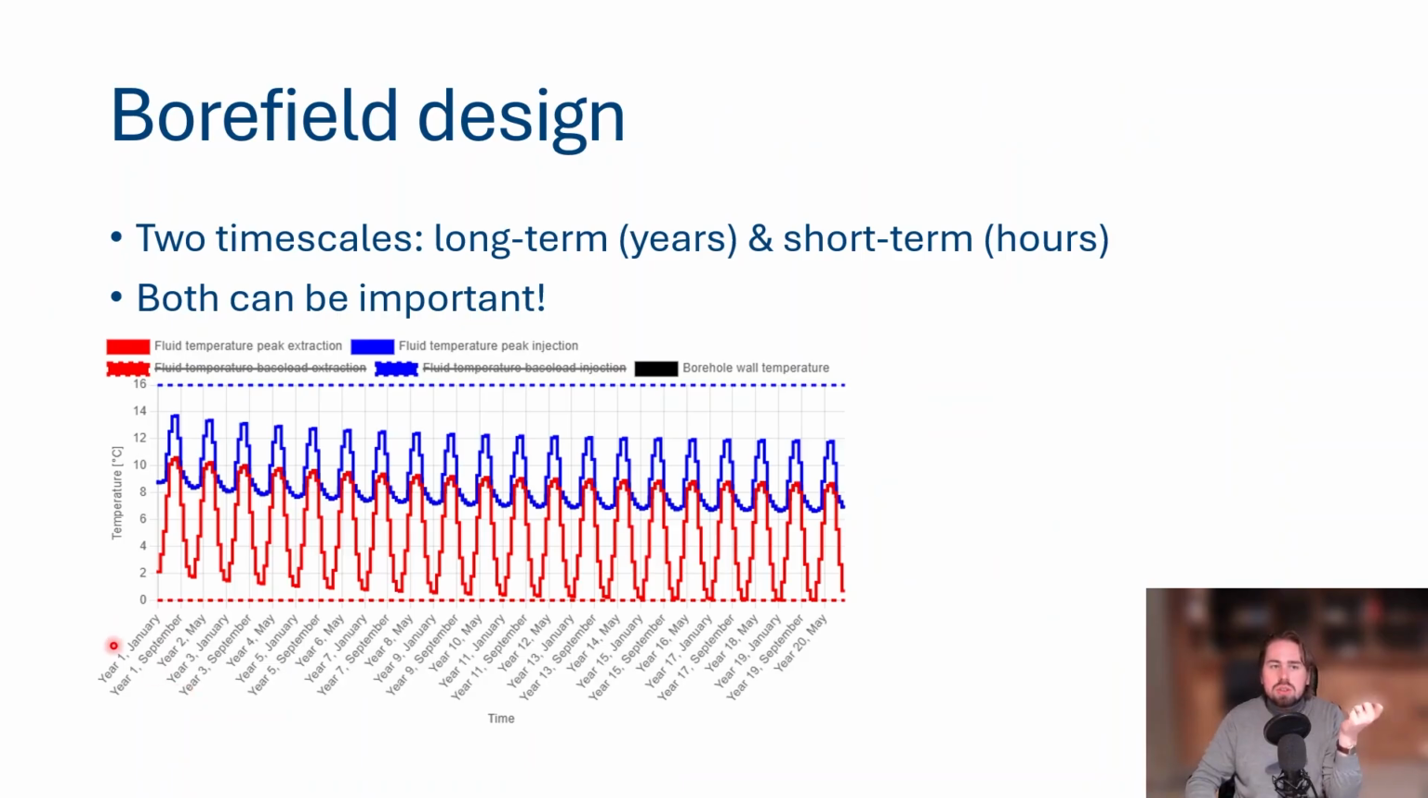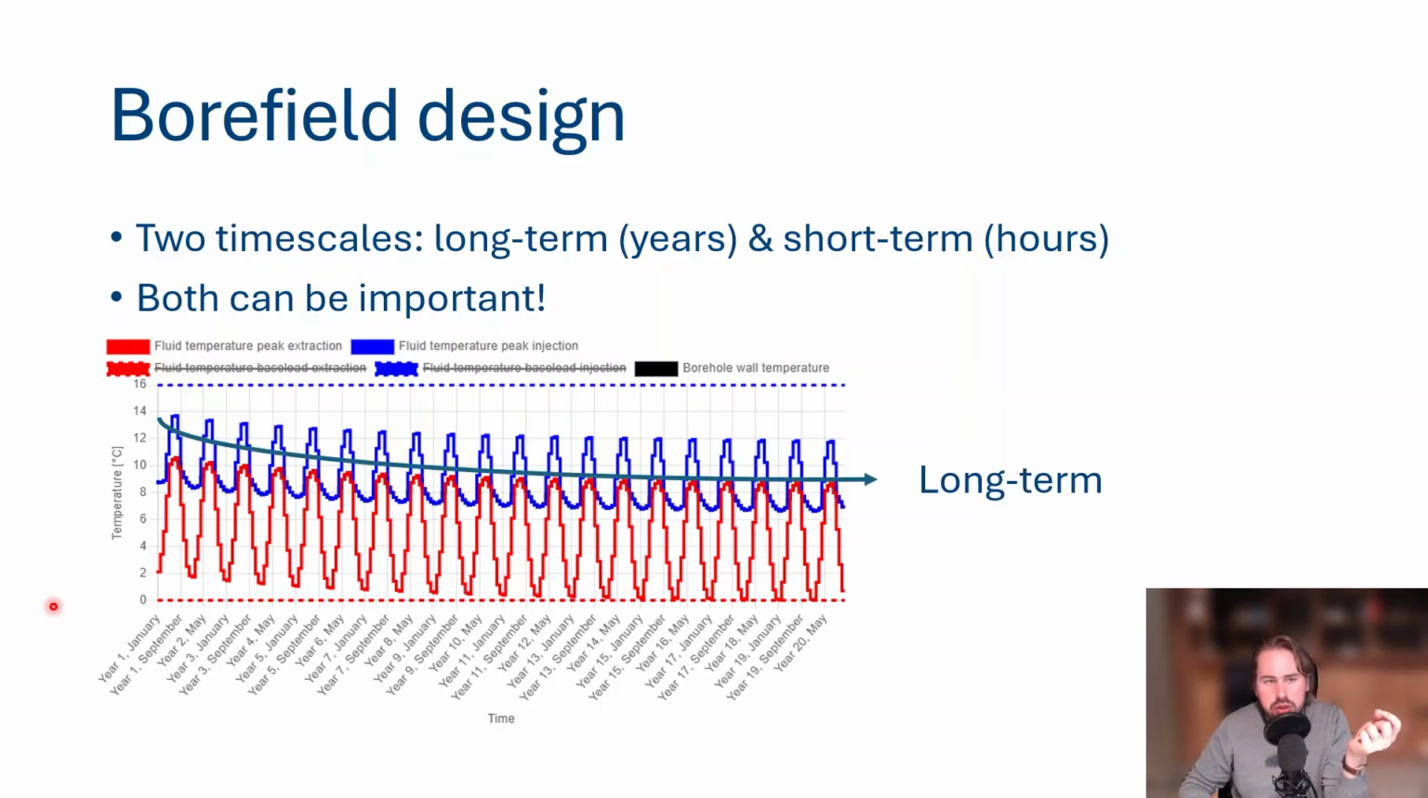So when it comes to borefield design, we basically have two time scales. And we talked about this already in the past, so I'm not going to repeat everything. It's linked in the description. But you basically have a long-term effect, how the ground temperature evolves year after year. And we have short-term effects for the peak powers in the order of magnitude of hours. And both can be important when it comes down to this problem. Now, let me explain that.